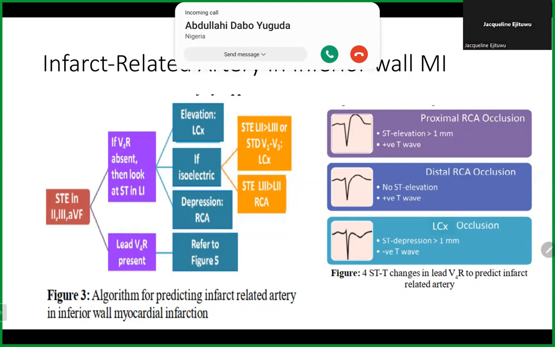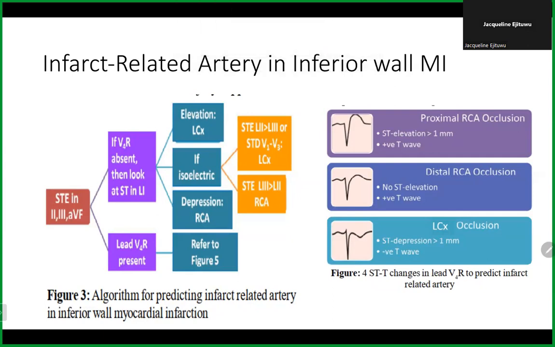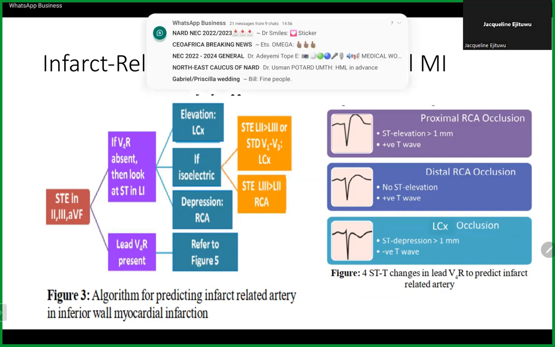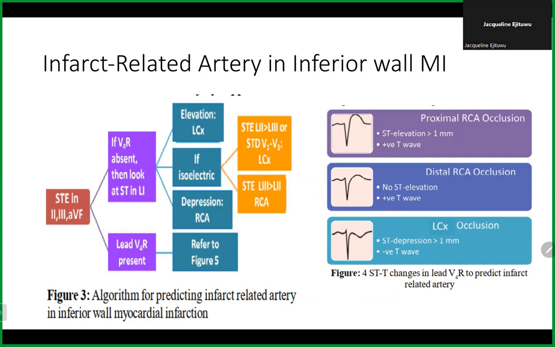But once we have, from the algorithm, if we have lead V4R, once there is T wave inversion in lead V4R, it's likely to be left circumflex artery occlusion. If there is ST elevation with an upright T wave in V4R, then it's likely to be as a result of RV infarction, which is due to RCA occlusion.